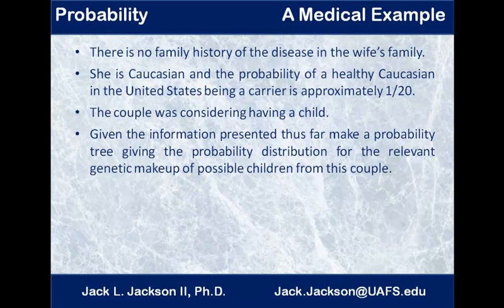The couple was considering having a child. So given the information that we have so far, we know that the man's parents are carriers. We don't know anything about the mom, except she's a healthy Caucasian from the United States. What is the probability of the different genetic makeups for the children of this couple? And what's going to be the probability that they have a child with the disease? Go ahead and figure this out. Press pause now.